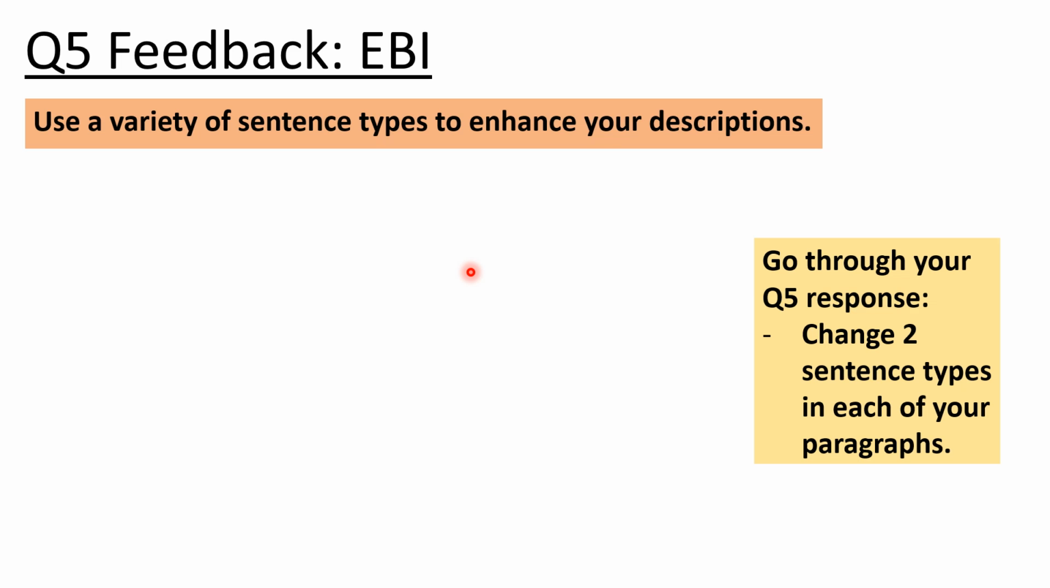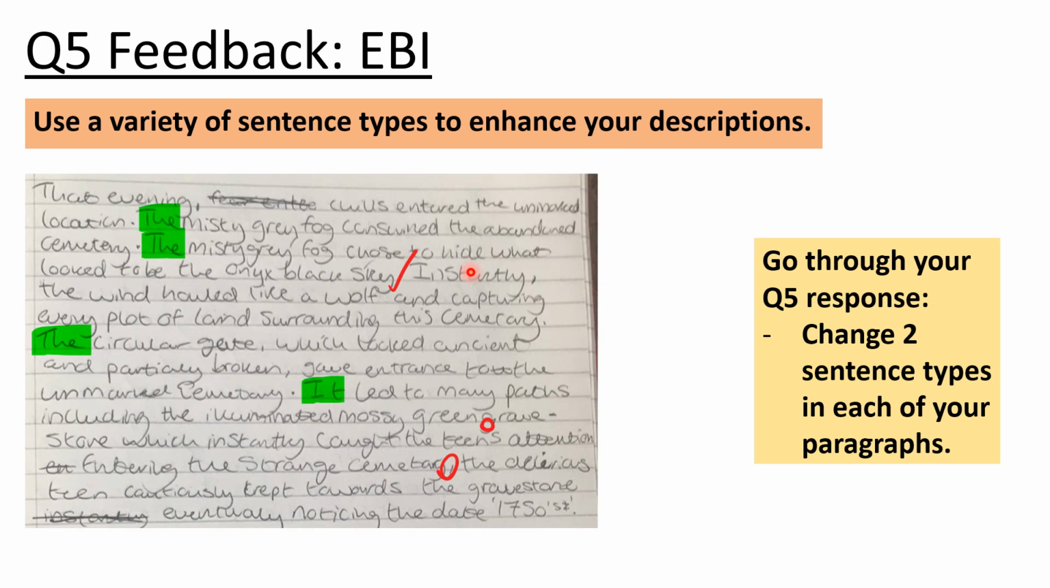You need to choose the ones that you think by changing them, you're going to make that sentence more impactful. So, for example, let's have a look at this one here. I'm particularly interested by the 2 sentences back to back that use the word "the". So the misty grey fog consumed the abandoned cemetery. The misty grey fog chose to hide what looked to be the onyx black sky. So I like that developed description of the fog, but I don't like the use of "the" and then "the" straight away again. So I'm going to change it.